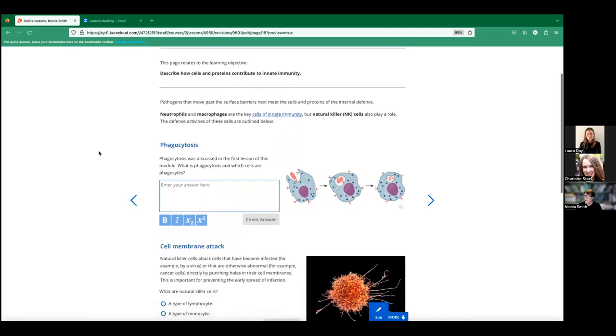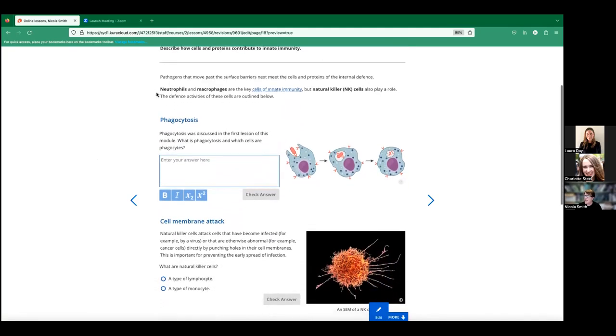So if we just move up here to this sentence here, neutrophils and macrophages are the key cells of innate immunity, and blah, blah, blah.